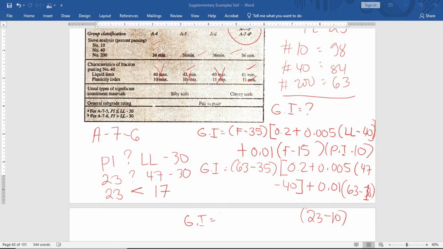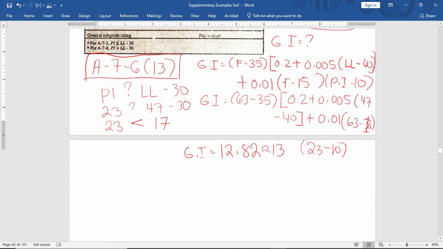So, ang sagot natin is 12.82. Say 13. So, we classify the soil as A-7-6 13. So, yan yung sagot natin, as long as marunong tayong gumamit ng table.